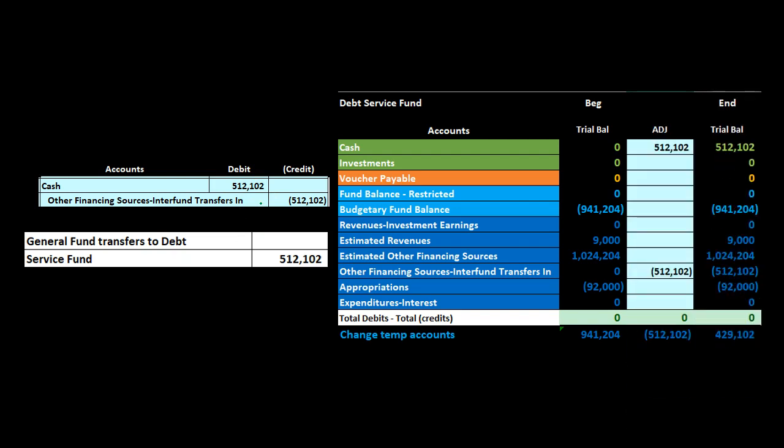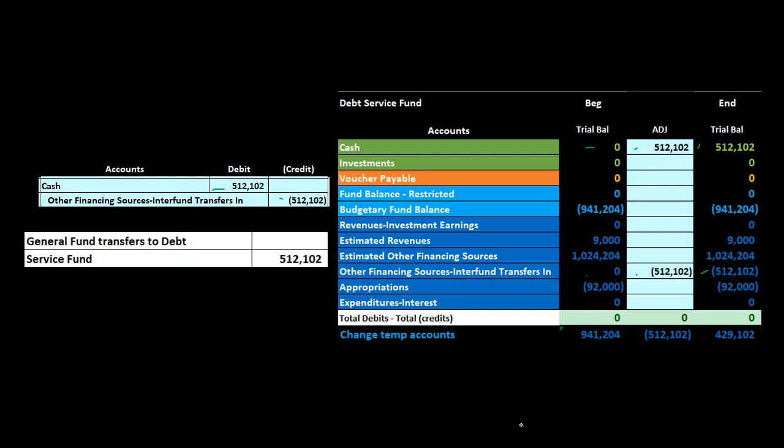financing sources. Recording this out, we've got cash increasing. Cash goes up in the debit direction. The other side is going to other financing sources. Other financing sources going up in the credit direction, acting in a similar fashion as a revenue account would.